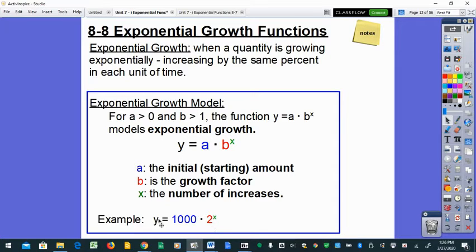And down the bottom of the screen, you'll see an exponential growth function. Y equals 1,000. I started with 1,000 of something times 2 to the x. This 2, because it's greater than 1, means the function is going to grow.